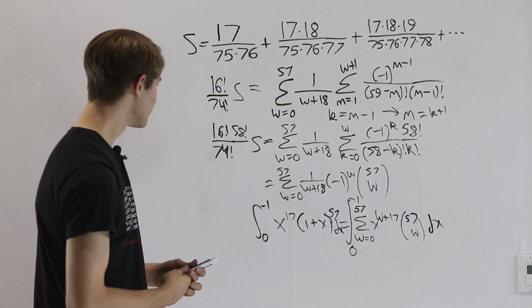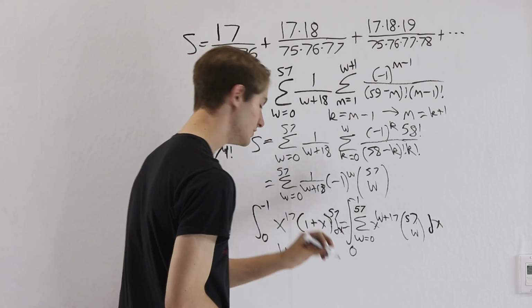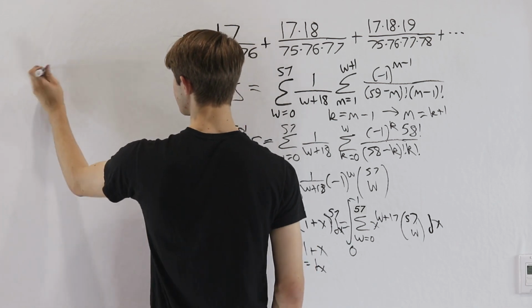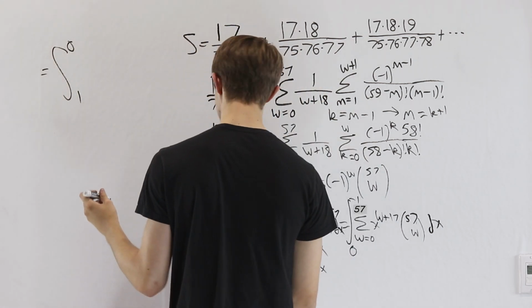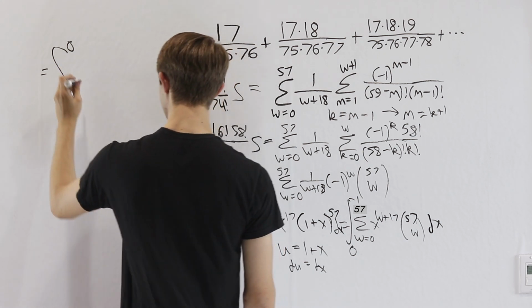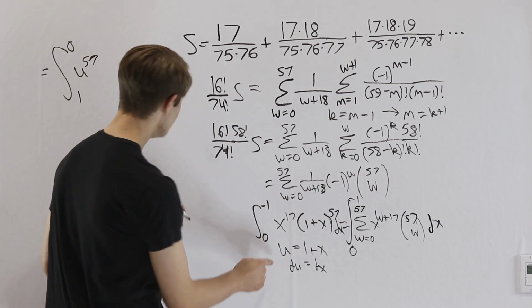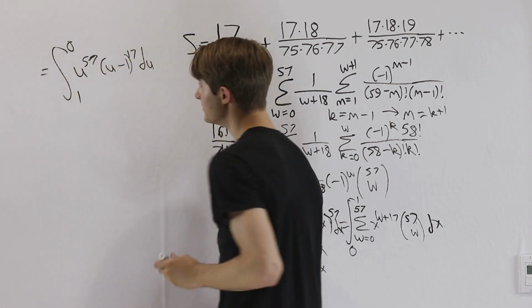So to start off, let's write this to the outside. I'm going to do a substitution of u equals 1 plus x, which means du equals dx. So that'll give us the integral. 1 plus 0 is 1, 1 plus -1 is 0. And then we're going to have u to the 57, and then x is going to be u minus 1. So we get u minus 1 to the 17 du.